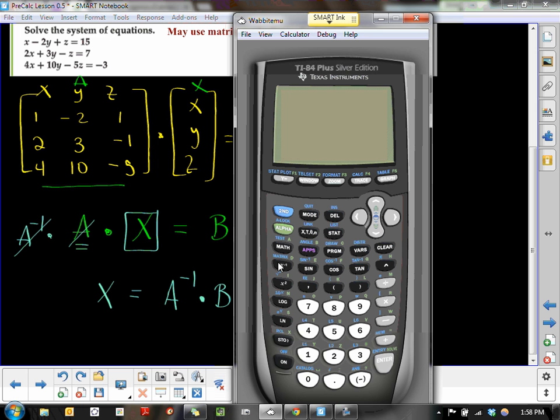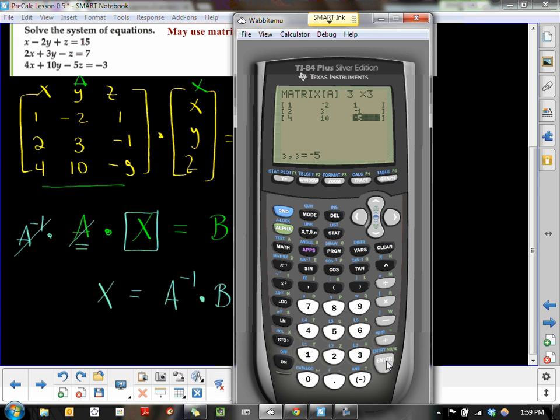So go second, matrix. We want to edit a matrix, and I'm going to have that matrix A. Now matrix A is not a 1 by 1, it's 3 rows by 3 columns, so it's a 3 by 3 matrix. Then we simply type in our coefficient matrix of 1, -2, and then 1, 2, 3, -1, 4, 10, and -5. Okay, so now we've entered all of our entries into our matrix A.